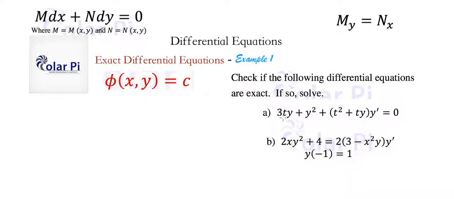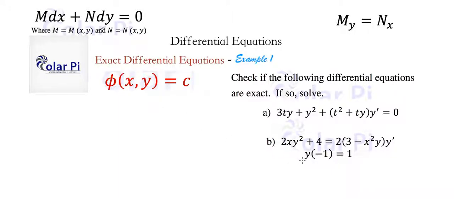Yeah, but it's pretty easy to see that A is of this form. And for B, rewrite this y prime as dy dx, and then multiply on both sides by dx, and then collect all of the terms on the left side so that the right side is equal to 0, and then you'll see that it's of this form.